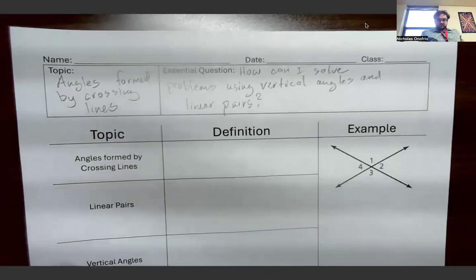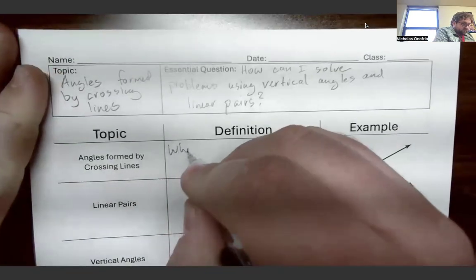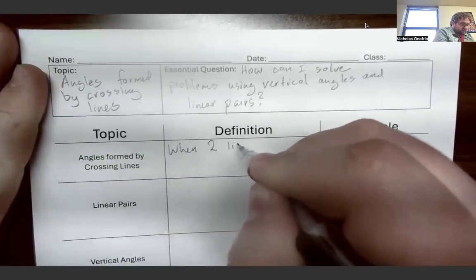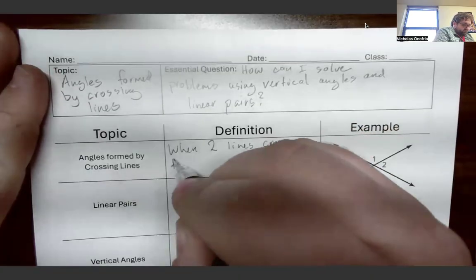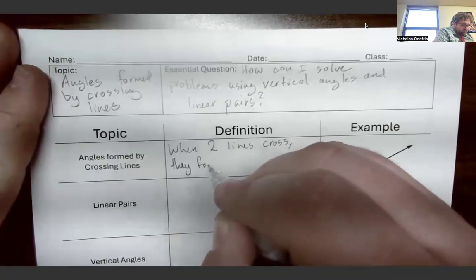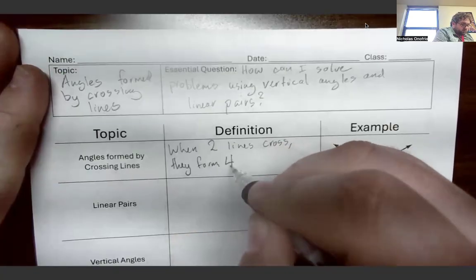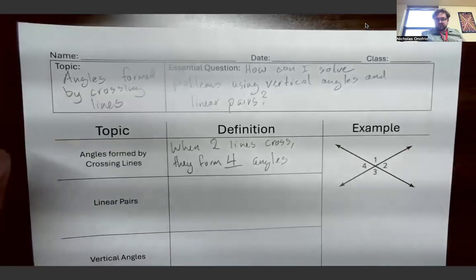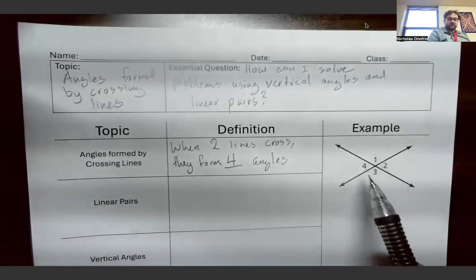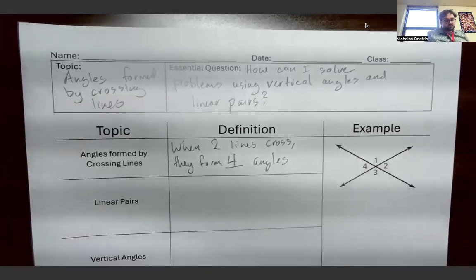Our first one, angles formed by crossing lines, real simple box, just a sentence here. When two lines cross, they form four angles. You can see this in our diagram at the right, angle 1, 2, 3, and 4. Easy peasy. We can group these angle pairs into two types.